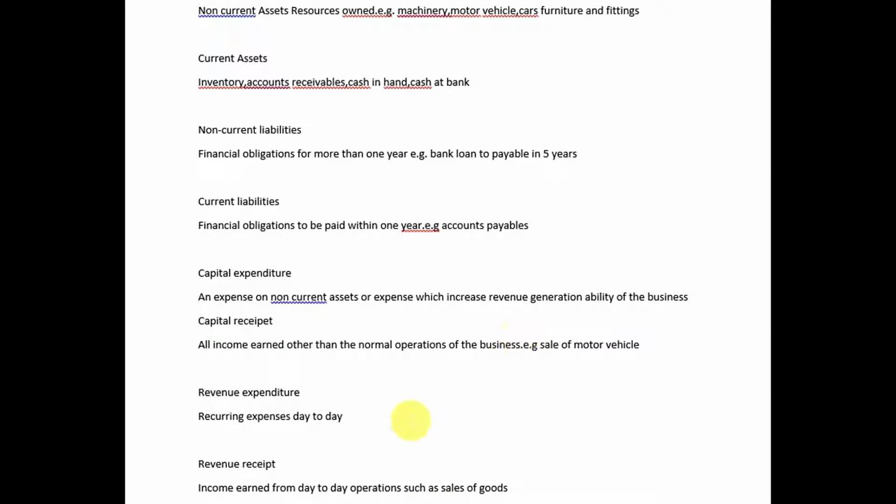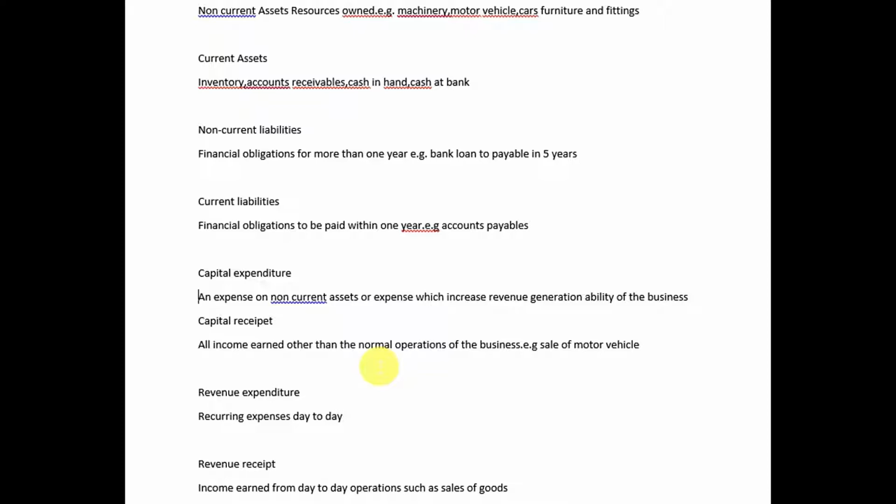Coming down to the other topic, capital expenditure: any expense on non-current assets or expense which increases the revenue generation ability of the business. Capital receipt: all income earned other than normal operations of the business. For example, the business was dealing in selling pencils, and in any year the business sold some motor vehicles, some cars, some furniture. Obviously the business would make some proceeds, some income would be generated from there. So any type of income generated other than the normal operations is called a capital receipt. And capital expenditure is any non-current asset expense. For example, I bought furniture and fittings, so that's a capital expenditure.